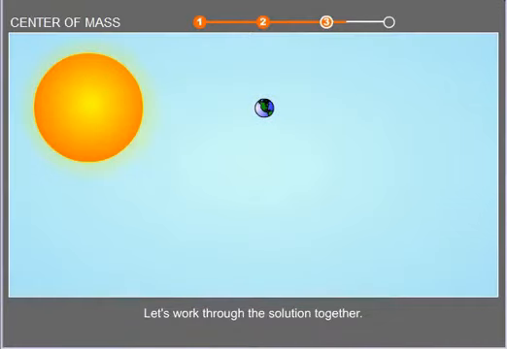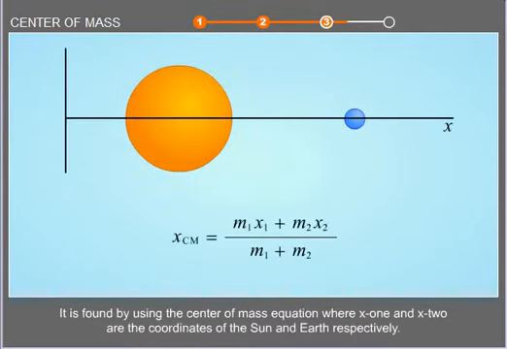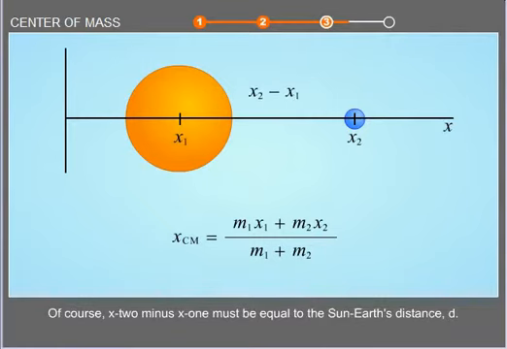Let's work through the solution together. First, calculate the location of the center of mass of the Sun-Earth system. It is found by using the center of mass equation, where x1 and x2 are the coordinates of the Sun and Earth respectively. Of course, x2 minus x1 must be equal to the Sun-Earth distance, d.